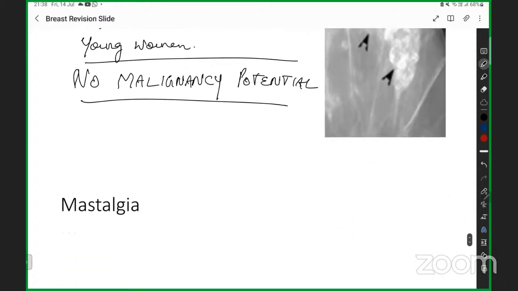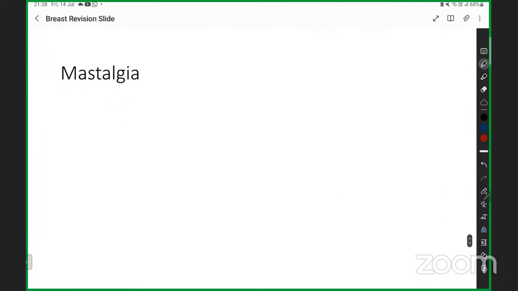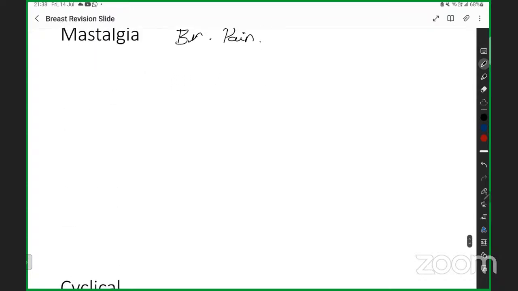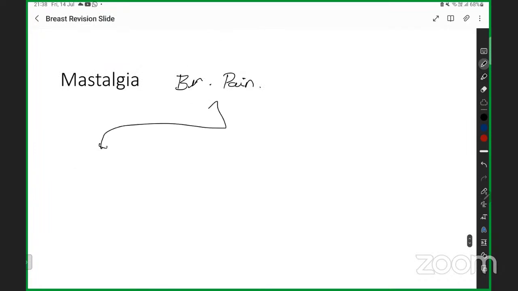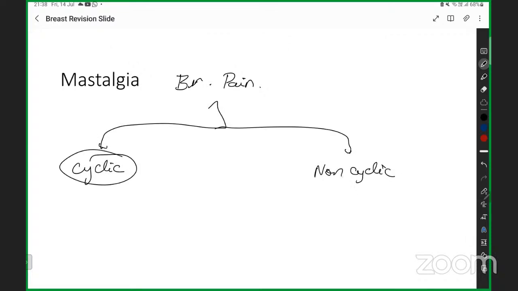Now moving on towards mastalgia. Mastalgia means pain, breast tenderness. Mastalgia is nothing but breast pain. Remember, you can divide mastalgia into two conditions: cyclic and non-cyclic. What are the conditions coming under cyclic? You will have a big list of cyclic and non-cyclic mastalgia in the SRB manual or in your Manipal.